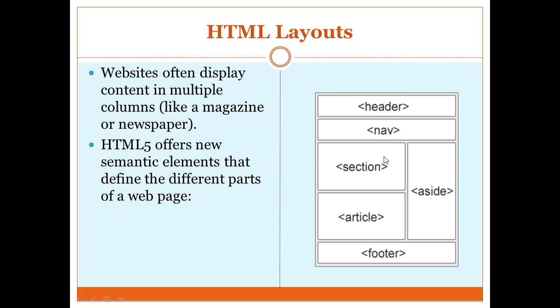This is the section. The section defines a section of a document, and article indicates independent, self-contained articles. These articles could be articles of an organization, or articles of a college, or articles of a company, whatever articles the web page considers. And aside is used for side content. This is nothing but the sidebar.